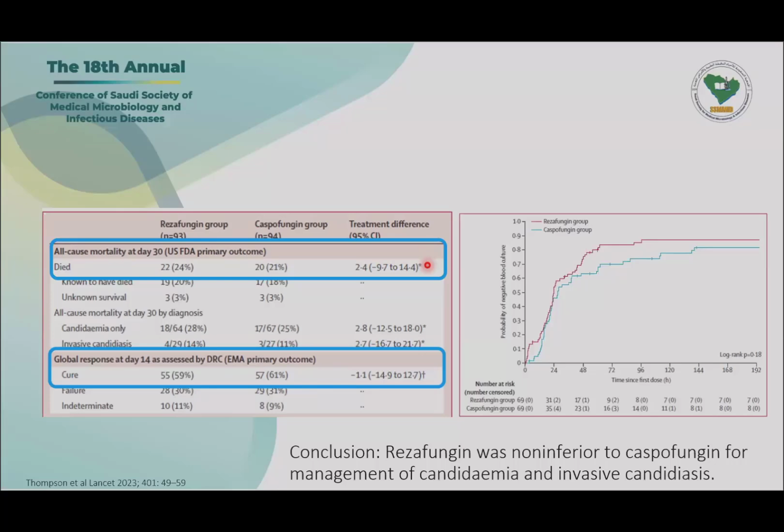So in conclusion, this product was non-inferior to caspofungin for management of candidemia and invasive candidiasis. We are waiting for more results on cost effectiveness of this echinocandin when it's compared to other types of echinocandins. Also waiting for other types of patient populations, such as, for example, prophylaxis for high-risk populations.